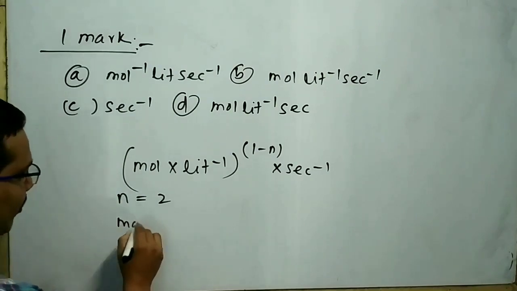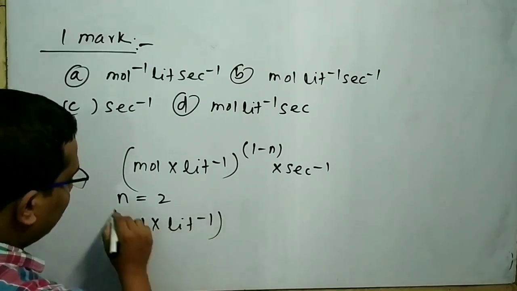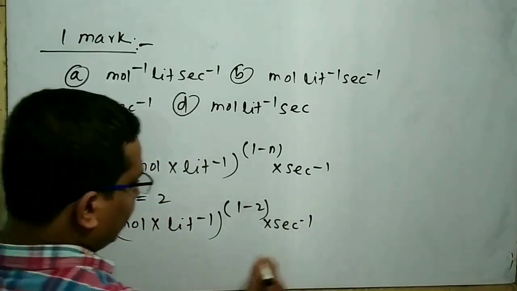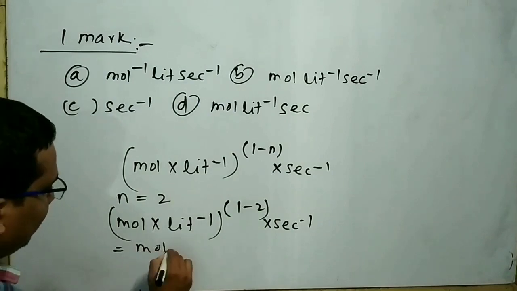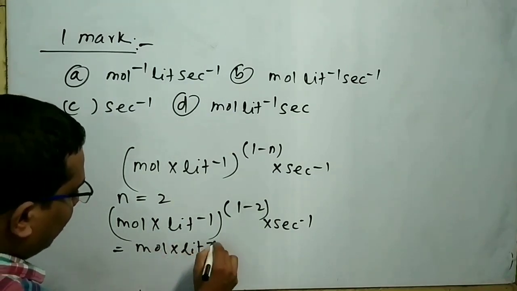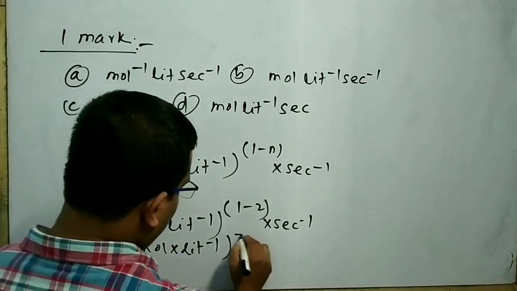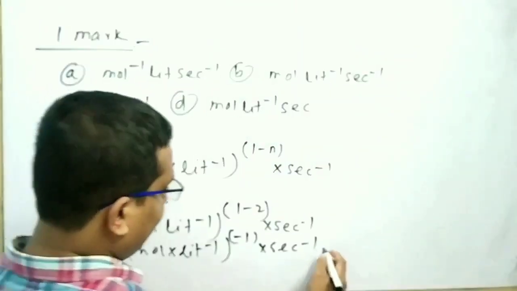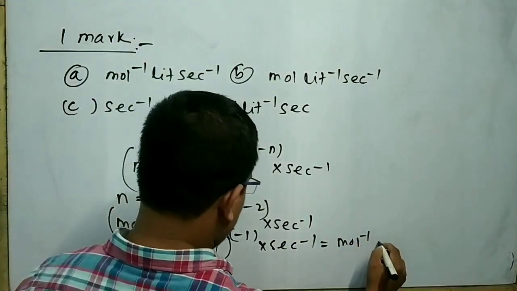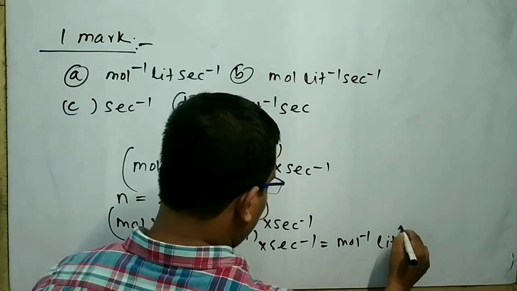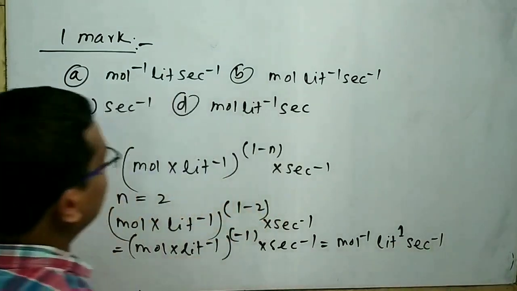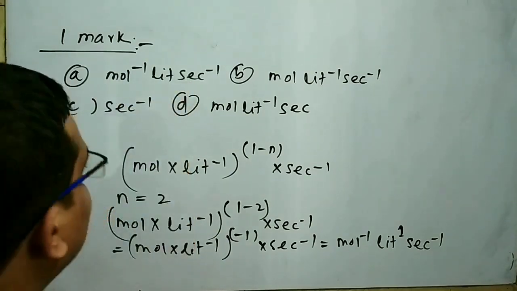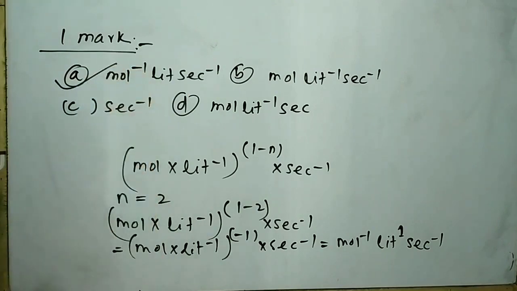Then we can write mole into liter inverse to the power 1 minus 2 into second inverse. If I solve this, then I can write mole into liter inverse power minus 1 into second inverse. Then we can write mole inverse into liter to the power 1 into second inverse. Look at that, here mole inverse liter into second inverse is written. So option A is correct.